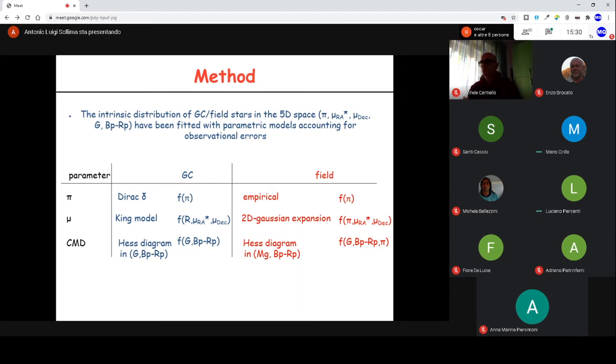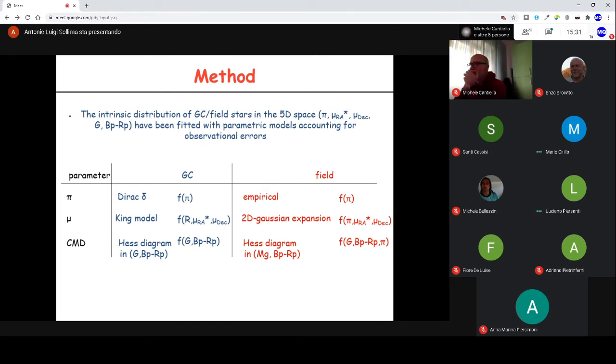So, for instance, for the globular cluster, a Dirac delta in parallax is enough, because you are not able to distinguish the individual depth of the stars along the line of sight, while for the field you have to use an empirical distribution which accounts for the distribution of parallaxes along the line of sight. A King model is enough for the cluster, while it is necessary to consider a multidimensional Gaussian expansion for the field, also considering the different slices in parallaxes.